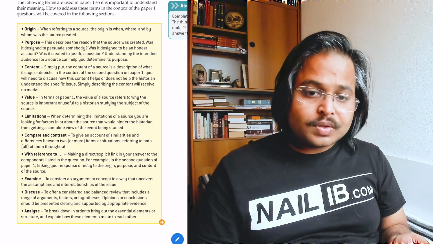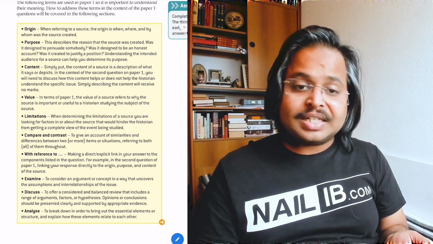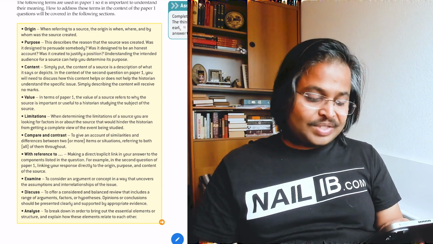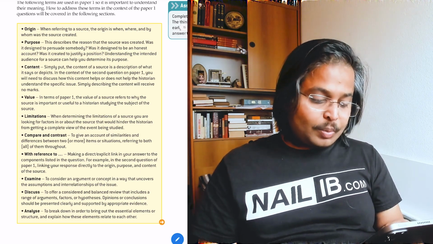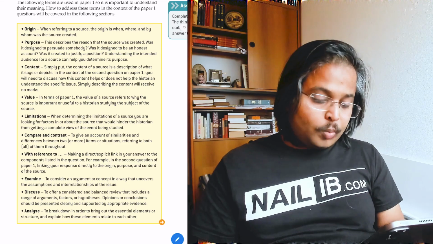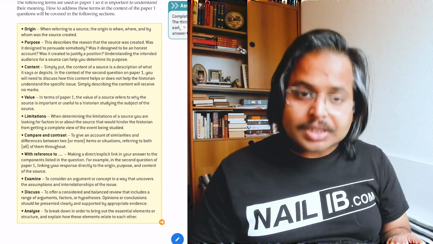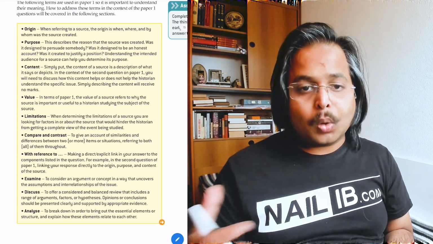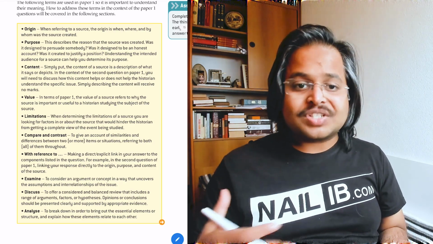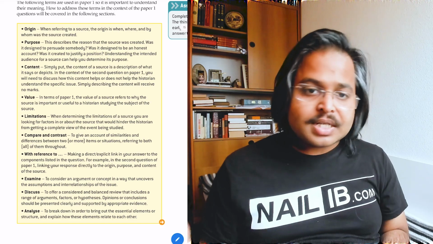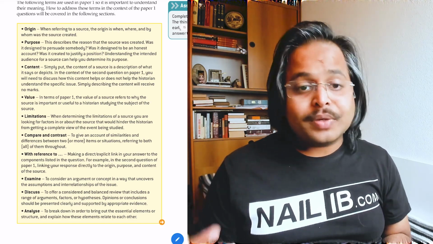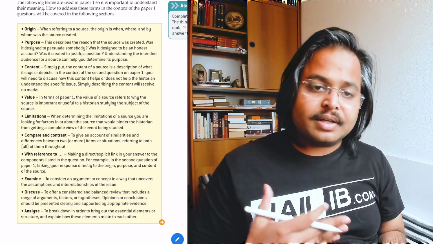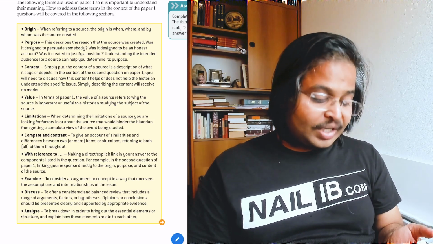With reference to, so that is also something that's very important. So making and depicting a direct or an explicit link to your answer to the components listed in your question. For example, in the second question of paper 1, linking your response directly to the OPC, that is the origin, purpose and content, is also very important. So you must write this kind of a line in all your answers and your responses. You must refer to the sources whose content, purpose, value and limitation you're commenting on. So that kind of clear referencing is necessary. That clear linking is something you should be really looking forward to.